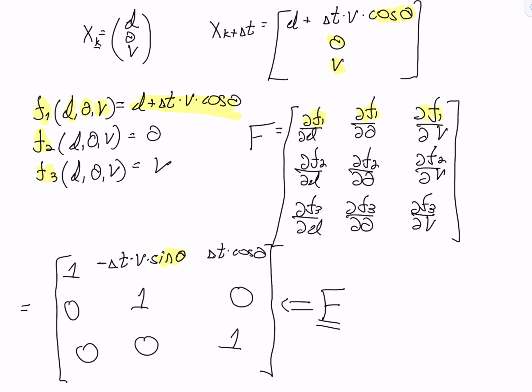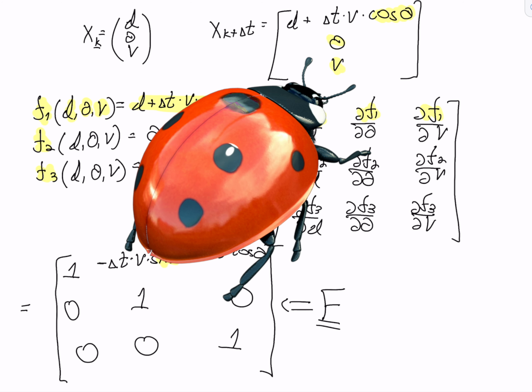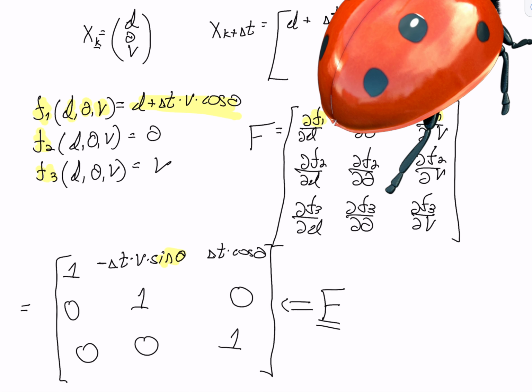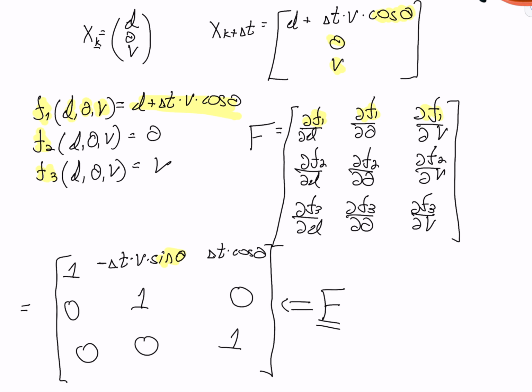In this video, we emphasized the F Jacobian matrix, and in the questions below, we will do the same thing for the H matrix. We will take an arbitrary nonlinear h function and derive an H Jacobian matrix out of it. Good luck!